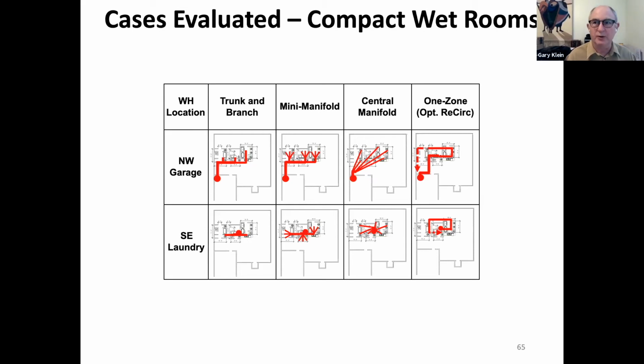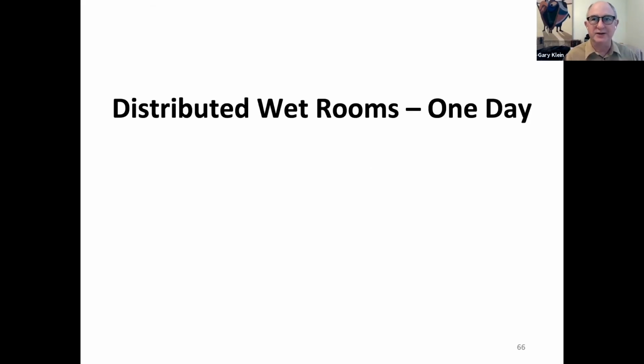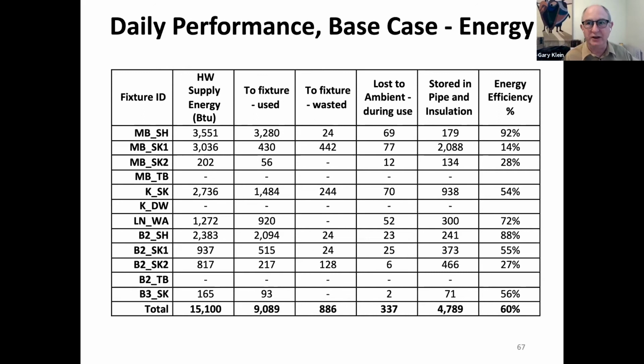So we just cut the number down. All right, so here's the analysis. This is the energy efficiency, and all the math is here. This is how much energy left the water heater, how much got used at the fixture, how much got wasted on the way to the fixture, how much was lost during use, how much was stored after in the pipe and the insulation, and how efficient was the event. Okay, and so the master shower looks pretty efficient, but the sink doesn't look so good.